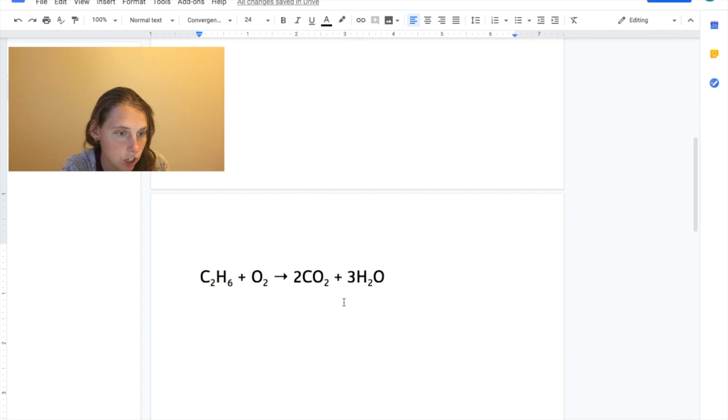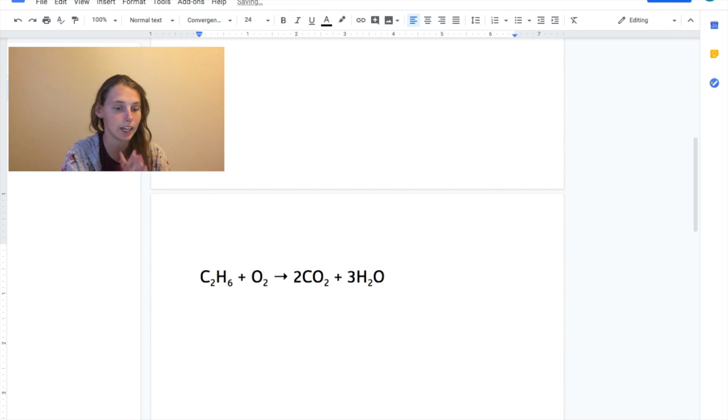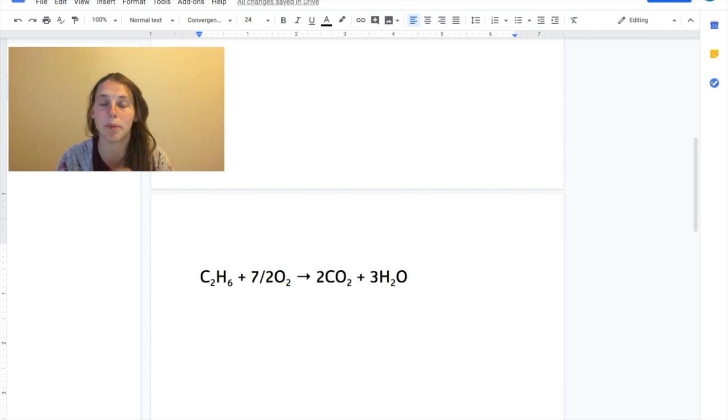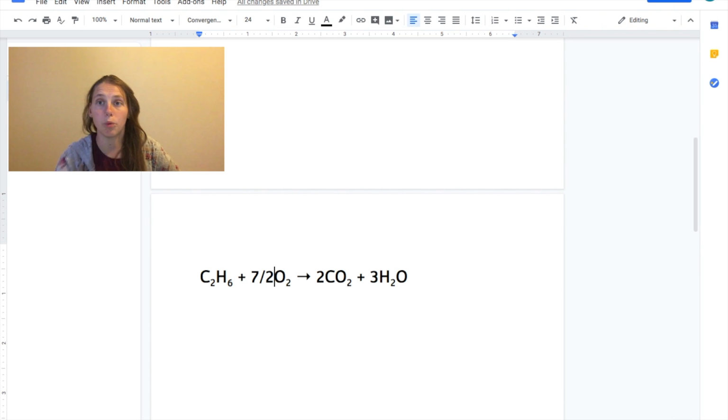All right, how many oxygen do I have on the right? 2 times 2, that gives me 4, plus 3, 7. 7, yay! I can't put 7. I could put 7 over 2, and then I would get 7 oxygen, but obviously we can't have fractions as our coefficients, as our big numbers in front of molecules. But don't worry, we can just multiply everything by 2, problem solved, the fraction goes away.